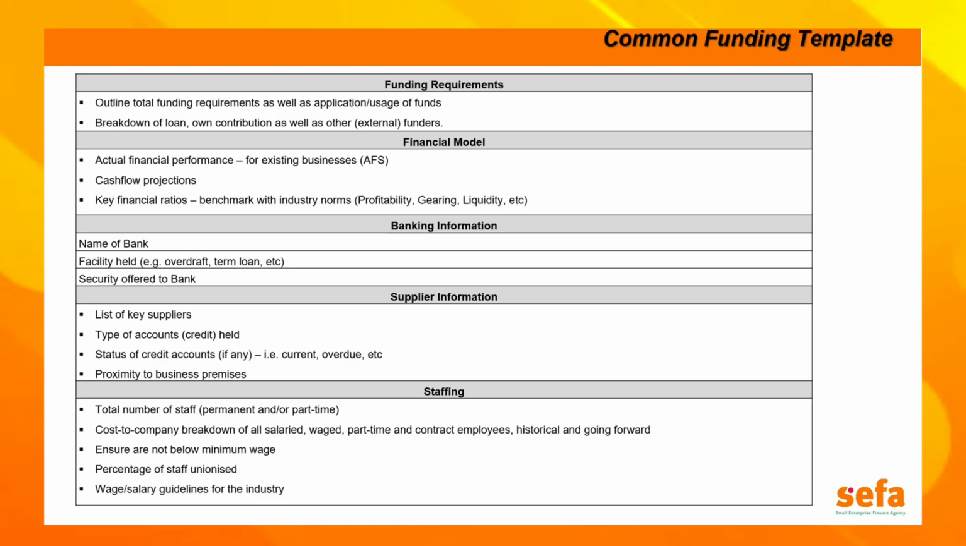The other part is the financial model. If it's an existing business, part of the financial model will be the actual financial records, the actual financial statements. If it's an existing business, we need to know about that. The past three years, and if we can go even further back than that, the better.